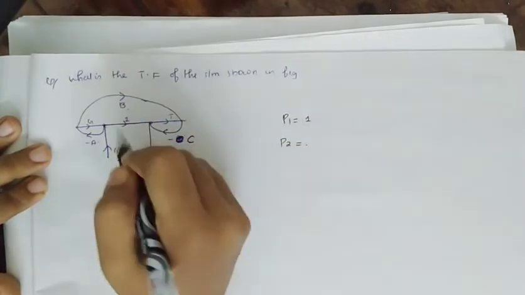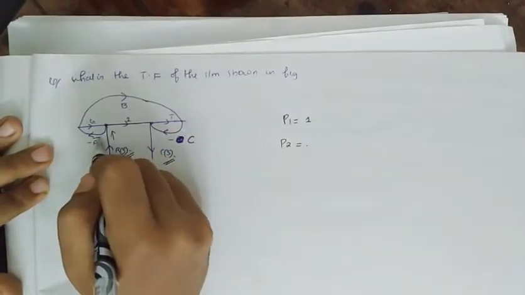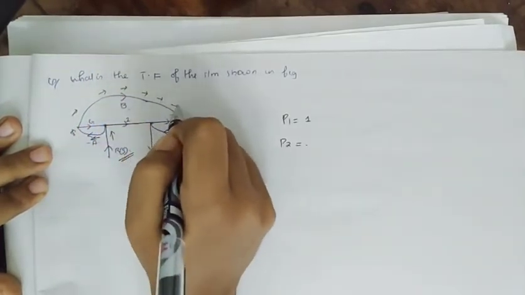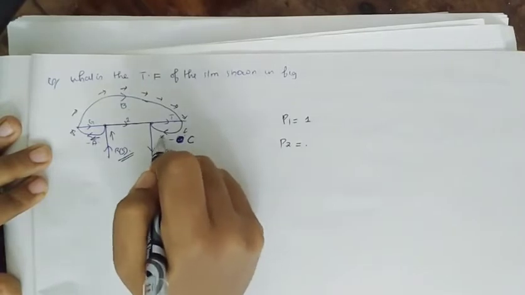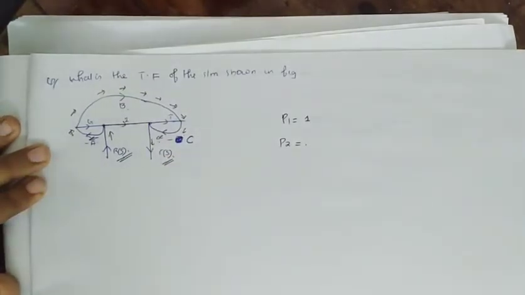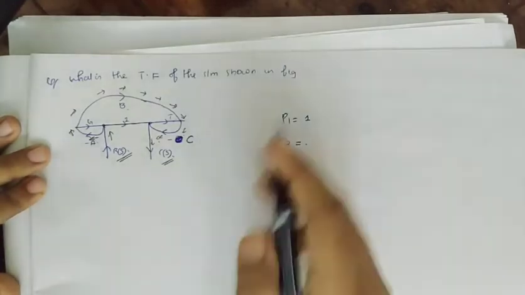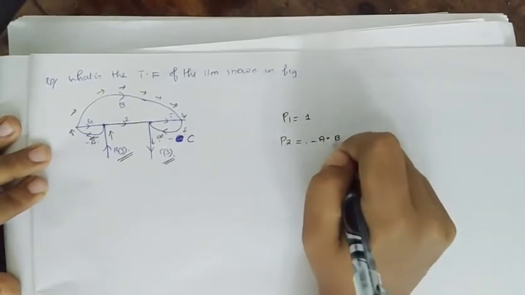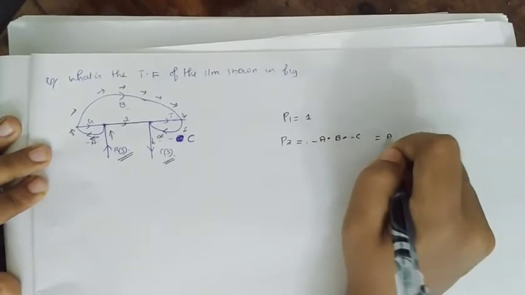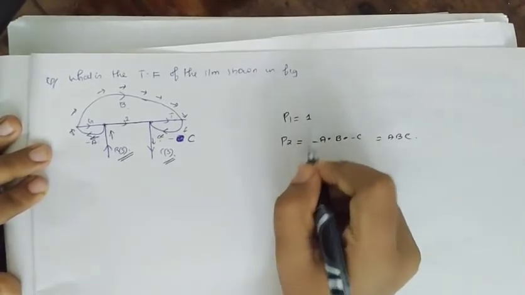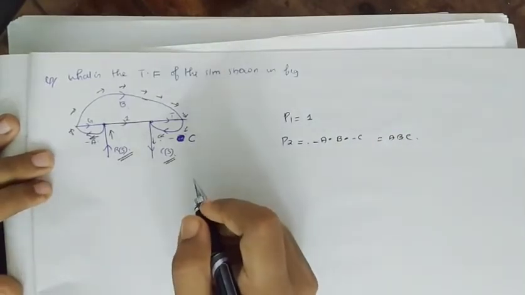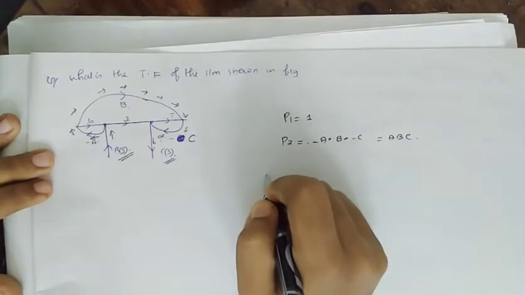And what is P2? Travel from here, we'll go and ultimately we should reach our C of S. Okay, so we'll get minus A into B into minus C, that is equal to ABC. So first forward path gain is 1 and the second forward path gain is ABC. Okay, and are there now non-touching loops?